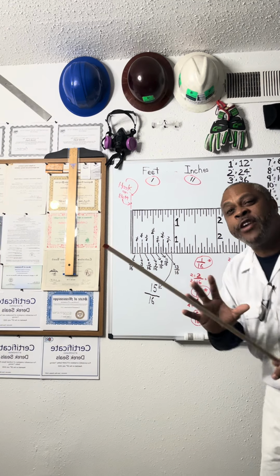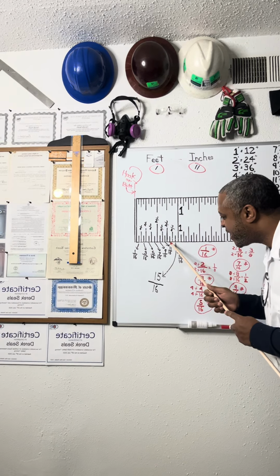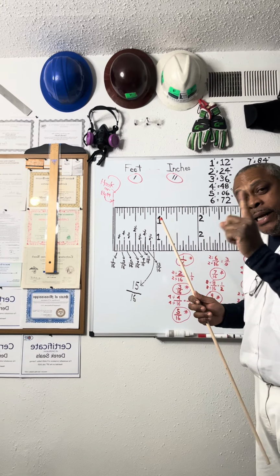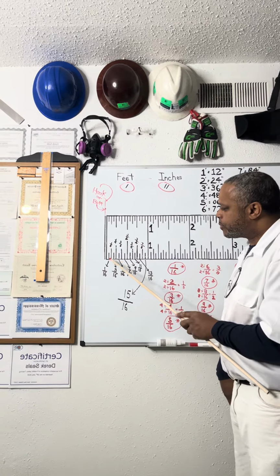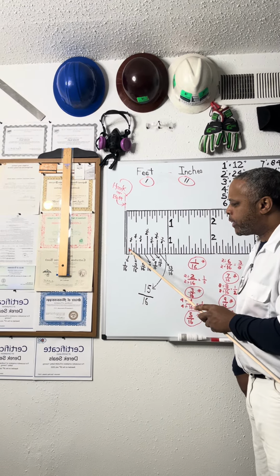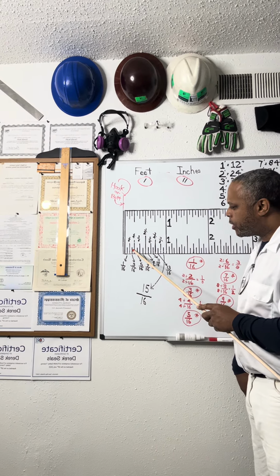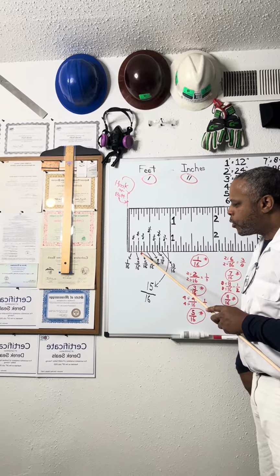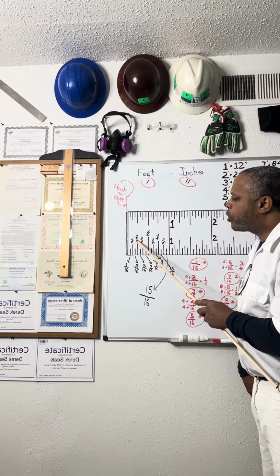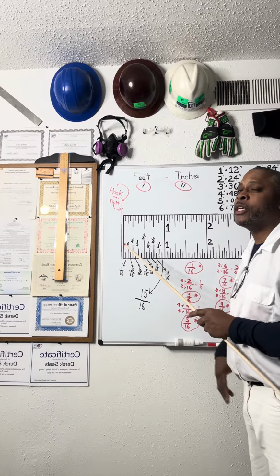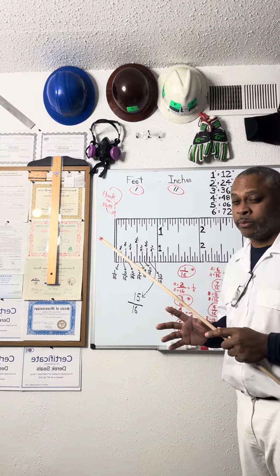There are 15 sixteenths within 1 inch. So you count them. Let's count them together. 1/16, 2/16, 3/16, 4/16, 5/16. Now 4/16 and 2/16 also have a different name as well.